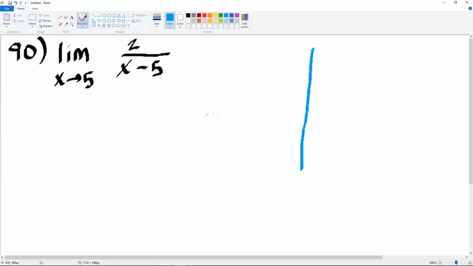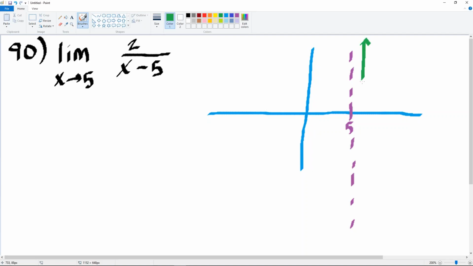Here's my x and y axis. Here's 5, my vertical asymptote, and my hyperbolas. All right, so very quickly, because you have a graph, you have to approach from the left and from the right. So if you approach from the right-hand side, that's this branch right here.